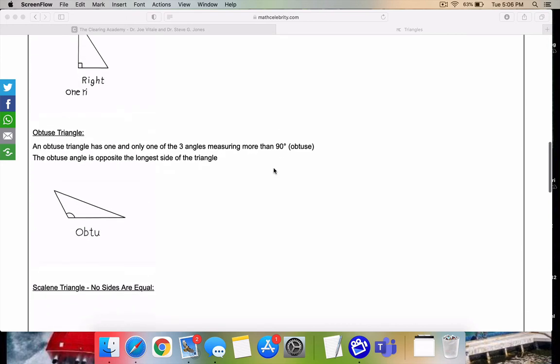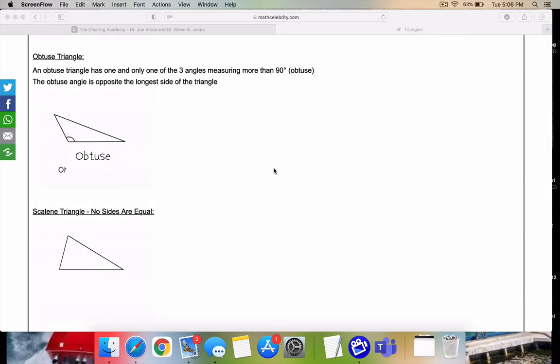Finally, in terms of angles, we've got the obtuse triangle. The obtuse triangle has 1 of the 3 angles measuring more than 90 degrees, which we call obtuse. And it's important to note that the obtuse angle is opposite the longest side of the triangle. So here's the obtuse angle, and this is the longest side of the triangle.